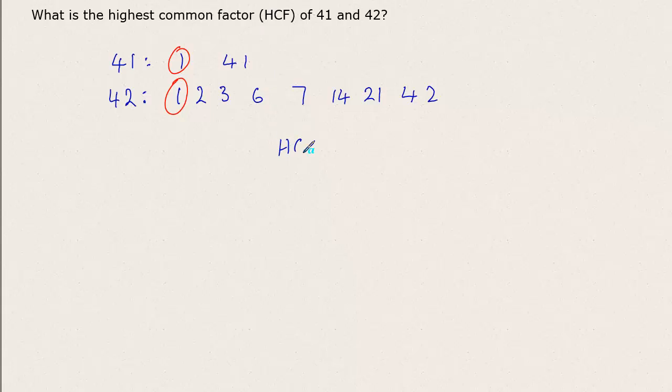The highest common factor of these two numbers is 1. So any numbers, even if they have no other common factors, will always have a common factor of 1. And two numbers whose highest common factor is 1 are called co-prime.